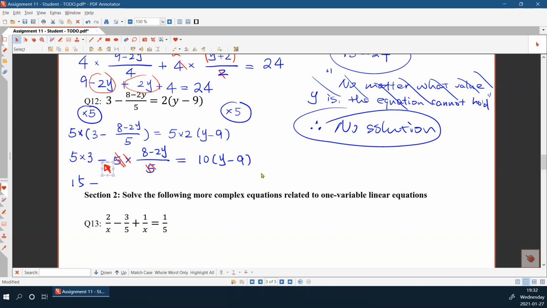This is why we practiced a lot in the previous assignments, right? If you have a negative sign here, everything in the brackets after the negative sign changes their signs, right? Okay, I'll write one more step for you. This is 15 minus brackets 8 minus 2y, right? This is the correct form. Gaura, I think you have made a mistake here. Can you see that? 15 minus brackets 8 minus 2y equals, okay, expand right-hand side, 10y minus 90.